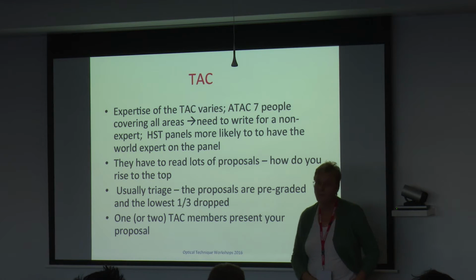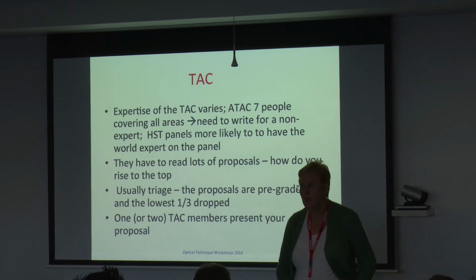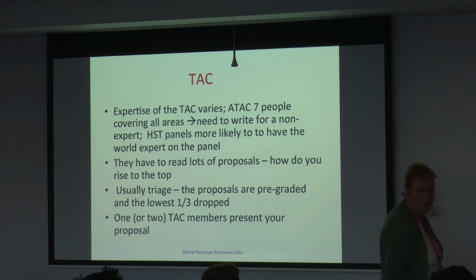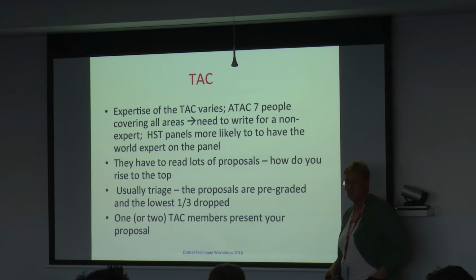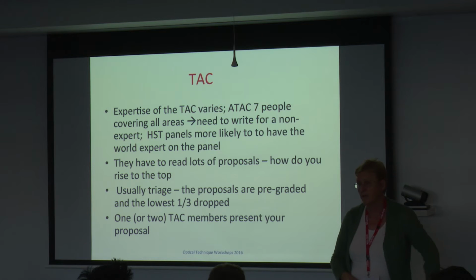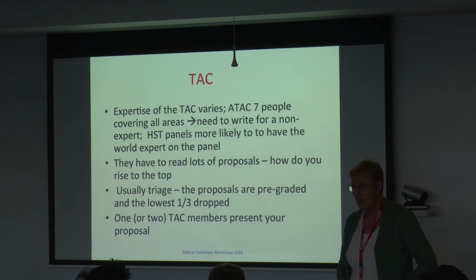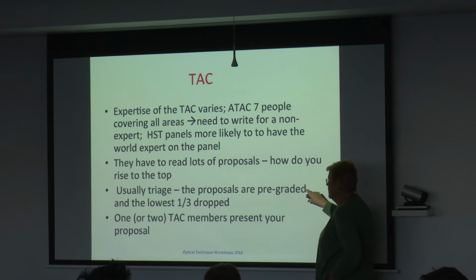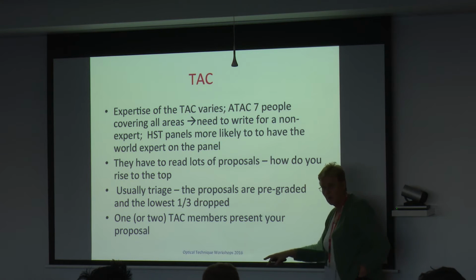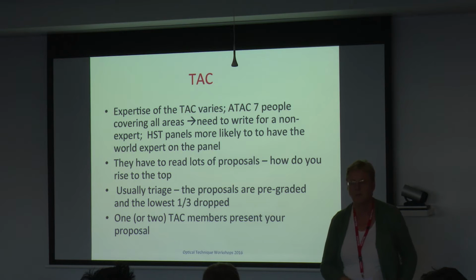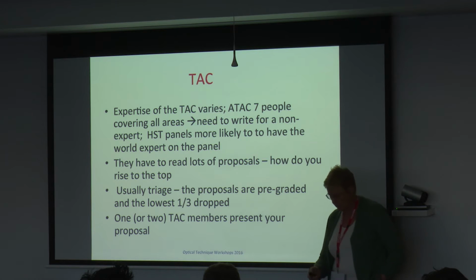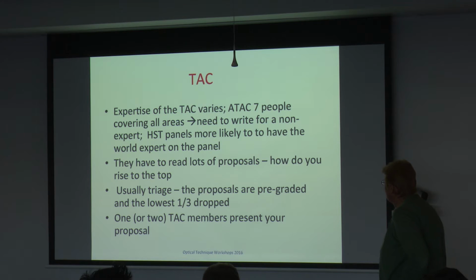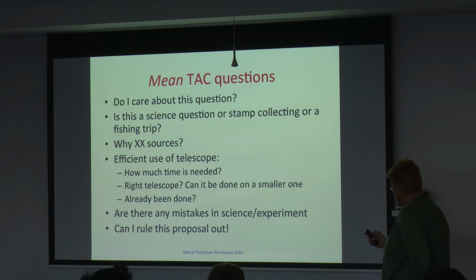They usually use triage, which means that they're pre-graded, and the pre-grades are then used to triage. Okay, triage means you basically drop the bottom third off the list without much discussion. That's just so that if you've got an oversubscription of around about 3 or something, you're clearly not going to get right down to the bottom of the list, so you don't spend a lot of time looking at those. So you don't want to be one of those. And then somebody presents your proposal.